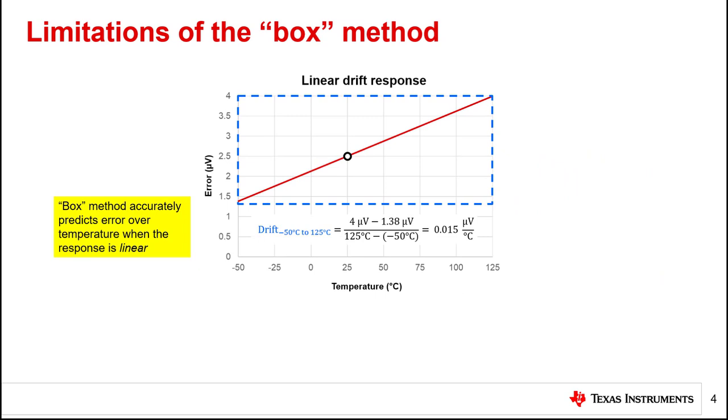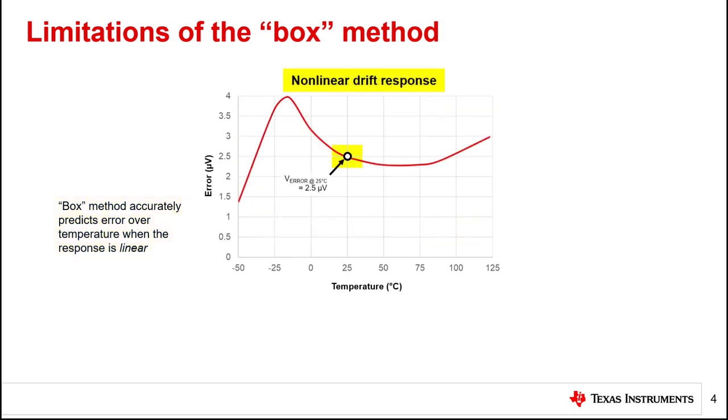As noted on the previous slide, the box method yields a drift specification that effectively linearizes the error response. Therefore, if the error response is linear, the box method accurately predicts the error at any temperature within the range. However, what happens if the error response is nonlinear? Shown here in red is an example of a nonlinear error response plot. Note that the initial error of 2.5 microvolts is the same as the linear response, but otherwise the shape is very different.